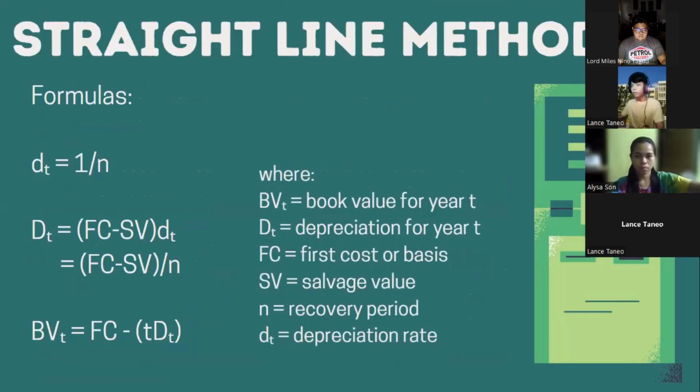Here are the formulas used in straight-line depreciation. First, we have the depreciation rate, which is 1 divided by N, or the recovery period. Second, we have the annual depreciation, which is the quantity FC, or the first cost, minus SV, or the salvage value, multiplied by the depreciation rate. Now we know that the depreciation rate is 1 divided by N, so we can rewrite the equation as the quantity FC minus SV divided by N. Lastly, we have the book value at year T, which is the FC, or first cost, minus T, or the year, multiplied by the annual depreciation.